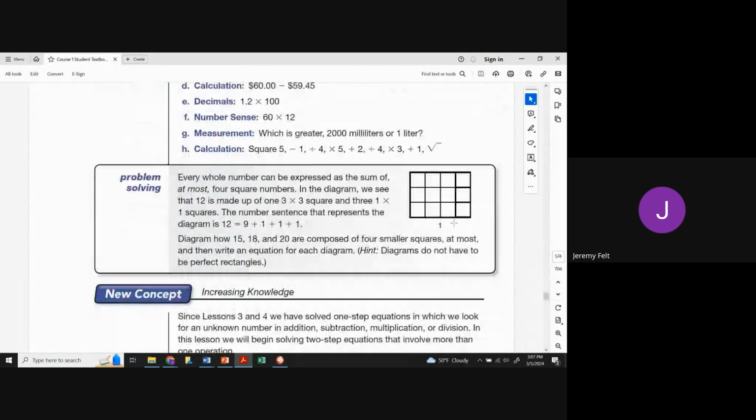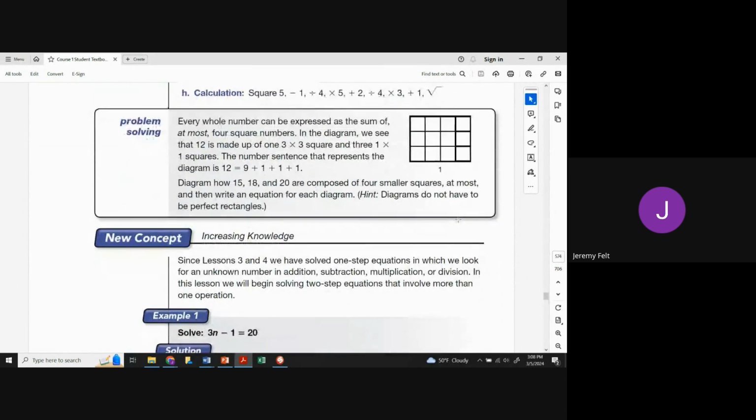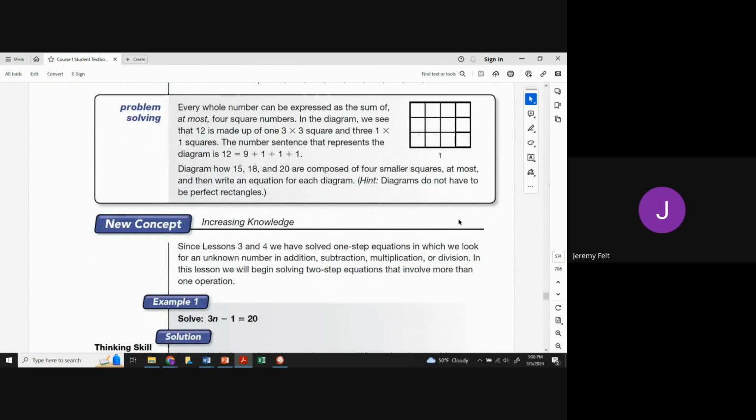So again, we'll get down the road where you guys are doing 10, 20 different steps. But right now, it's going to be 2. So we're thinking inverse operations, and we're trying to isolate an unknown. We're trying to figure out what our variable is.